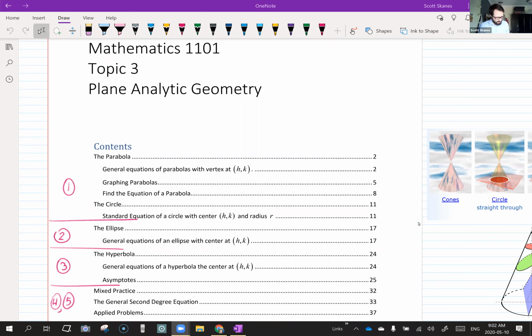This is the first class of Unit 3, and today we're going to cover the parabola and the circle.